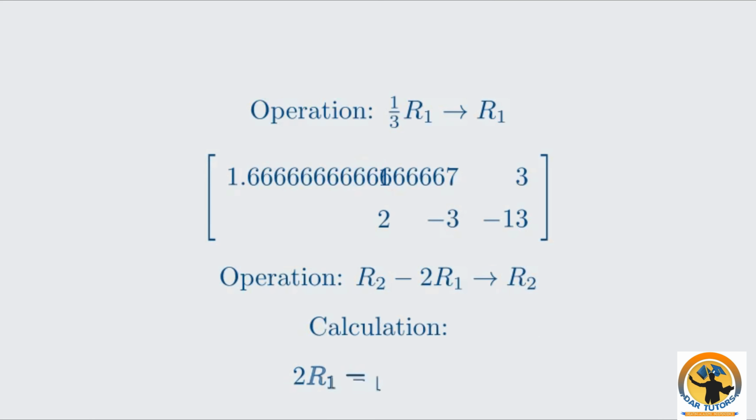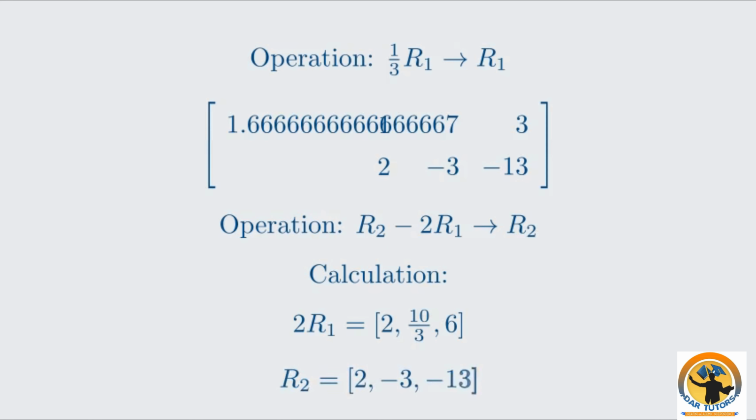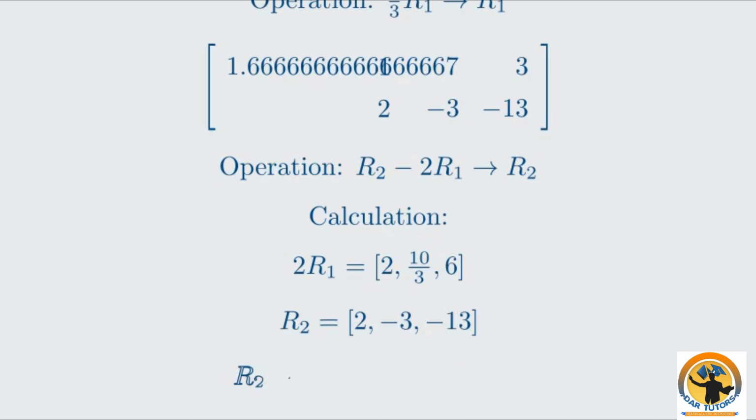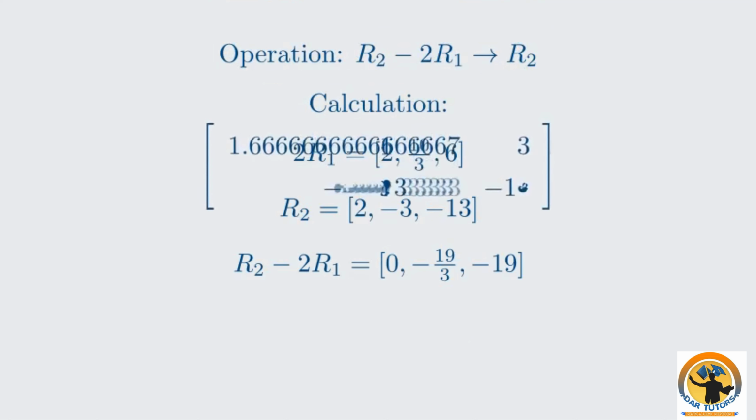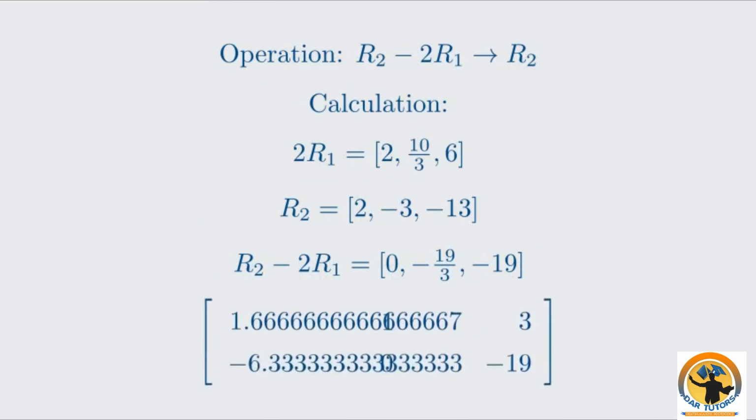Let's calculate this. 2 times the first row is 2, 10/3, 6. Subtracting this from the second row, 2, minus 3, minus 13, gives us 0, minus 19/3, minus 19. So our matrix becomes 1, 5/3, 3, and 0, minus 19/3, minus 19.